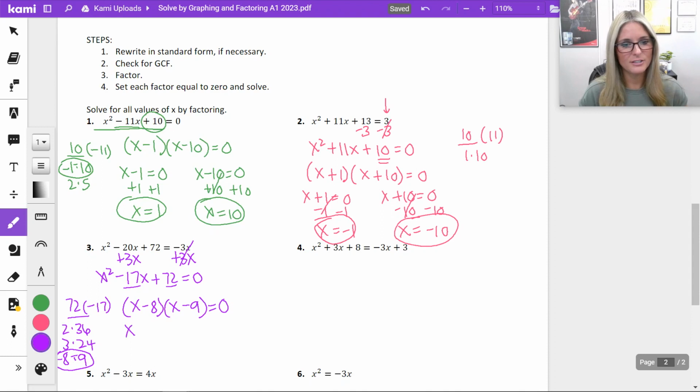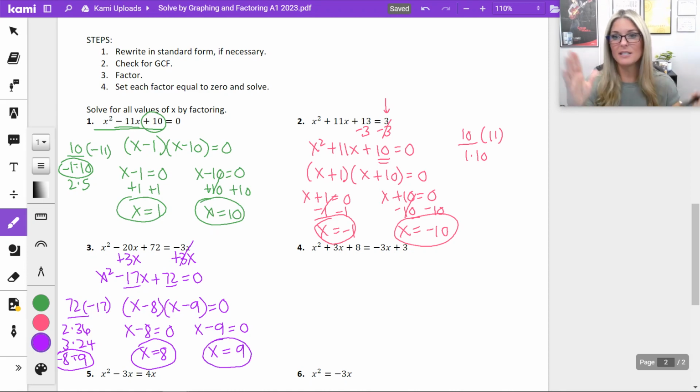Set each factor equal to 0. So x minus 8 equals 0, x minus 9 equals 0. And solve each of those. On the first one, x minus 8 equals 0, so add 8 to both sides. Final answer, positive 8. Second equation, I would add 9 to both sides. So final answer, x equals positive 9. Two answers, 8 and 9. If I was to graph this, the parabola would cross at 8 and 9 on the x-axis.